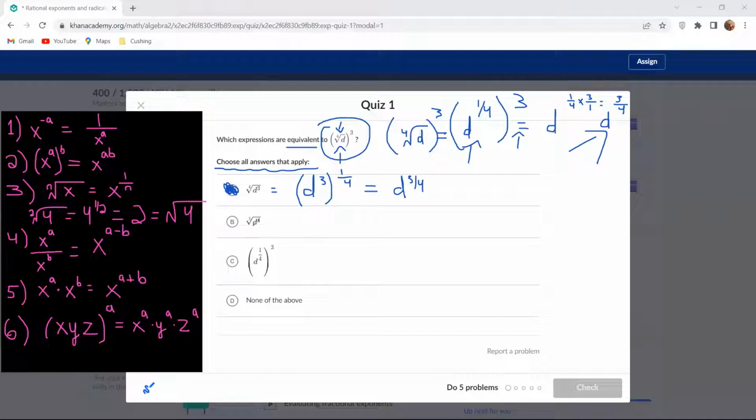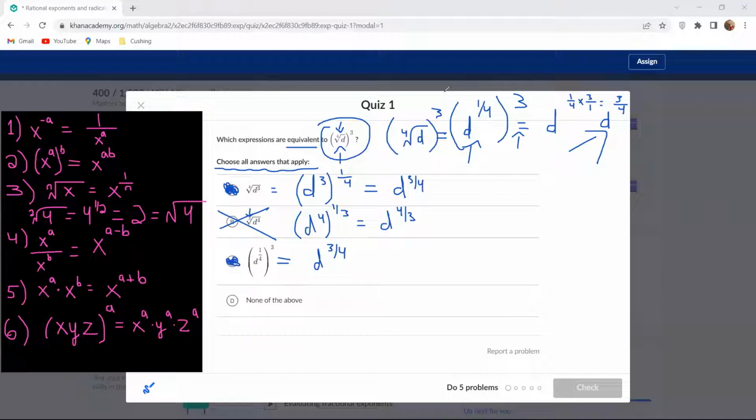If we look at option B, this is saying d to the 4th raised to the 1/3 power, because we're taking the cube root. When we multiply the exponents here, it's going to give us d to the 4/3, which is different than d to the 3/4. So the exponents are different, and this one's not going to be correct. And if I check here on C, I'm taking d to the 1/4 and raising that to the third power. I multiply these exponents, just like rule number 2, and that gives me d to the 3/4, which is the same as option A, and the same as the original. So my answers here should be A and C.